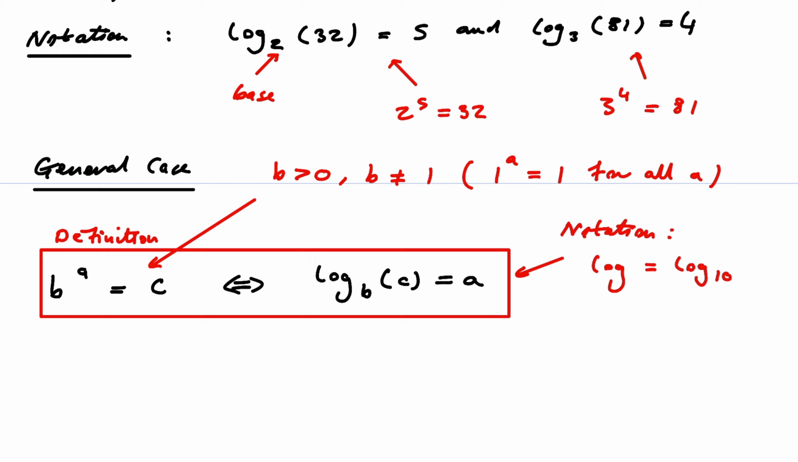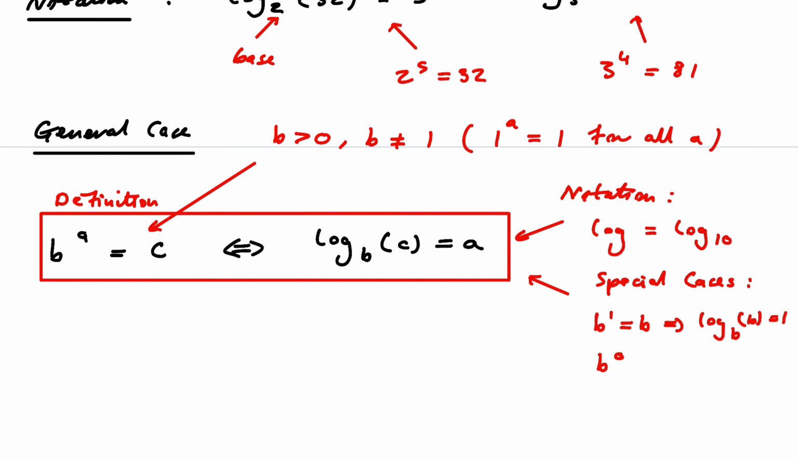A few special cases as well, just to make sure that we really understand this. We'll talk about intuition for calculating these in a second, but really simple cases are the following. Well, b to the 1 is equal to b, right? Of course. So that implies what? It implies that log to the base b of b is equal to 1 by definition, right? Similarly, b to the 0 is equal to 1. So that would imply log to the base b of 1 is equal to 0. Okay, so these are just coming from the definition.